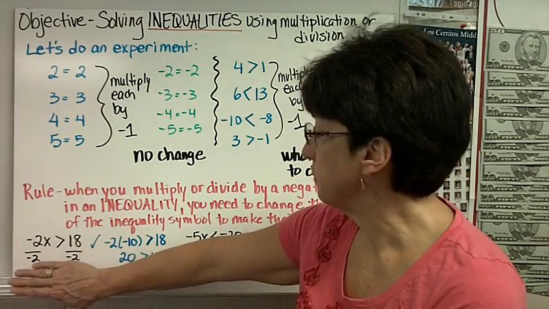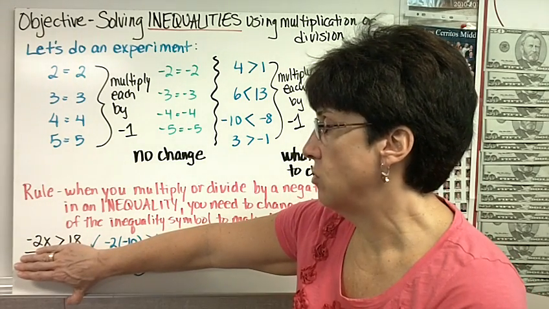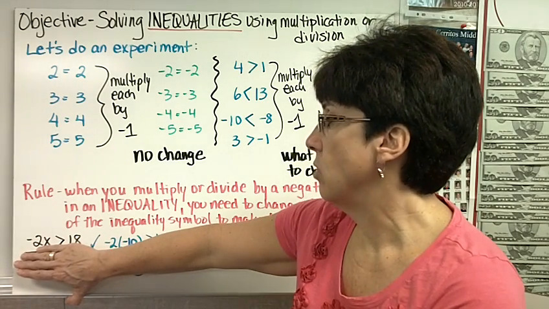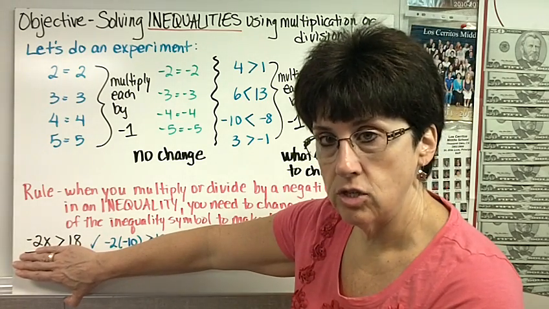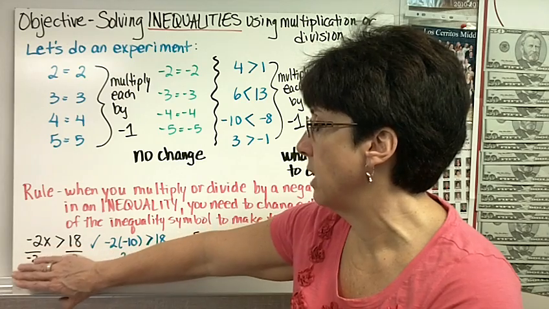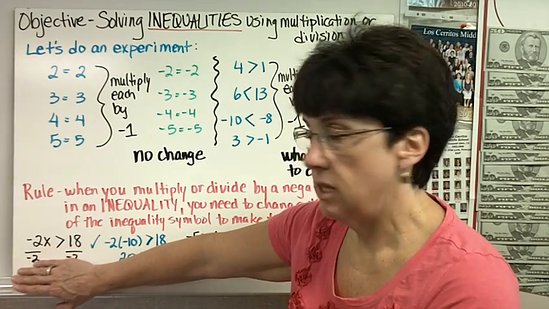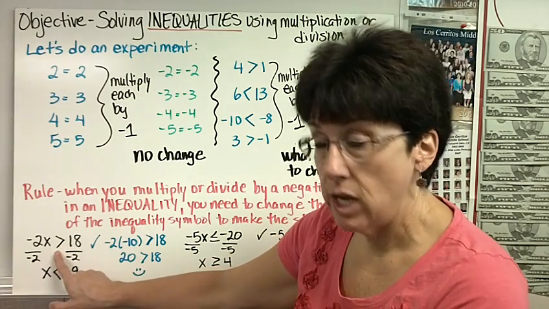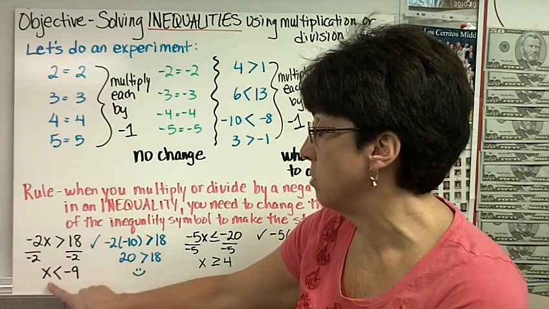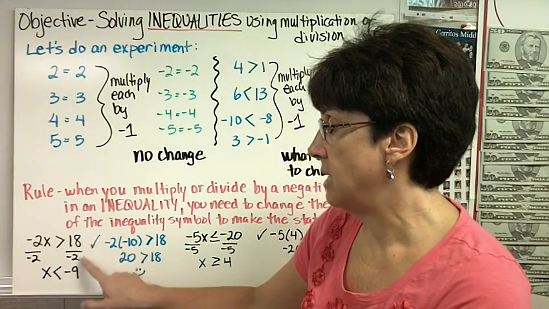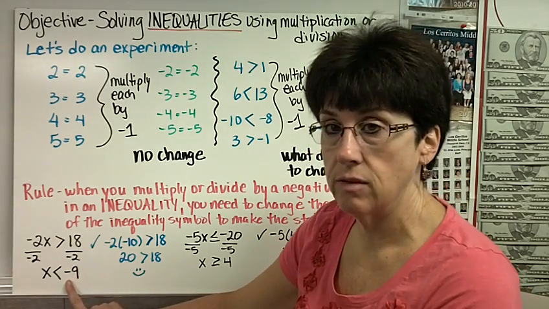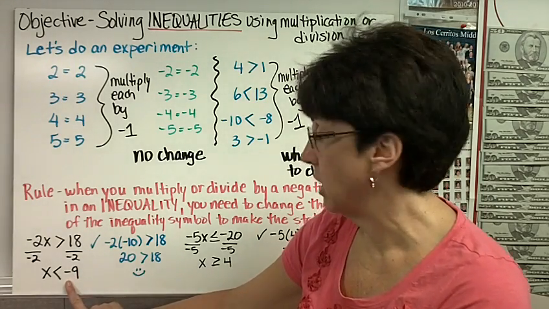Here are some examples. I have -2 times x is greater than 18. Now you know the inverse operation of multiplication is division, so we'll divide each side by -2. And anything over itself becomes 1, so I carry down the x. But I need to change the direction of the inequality symbol to be less than, and 18 divided by -2 is -9, because different signs give you a negative in multiplication.